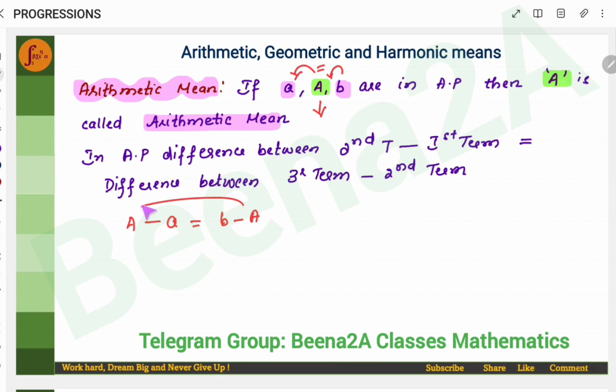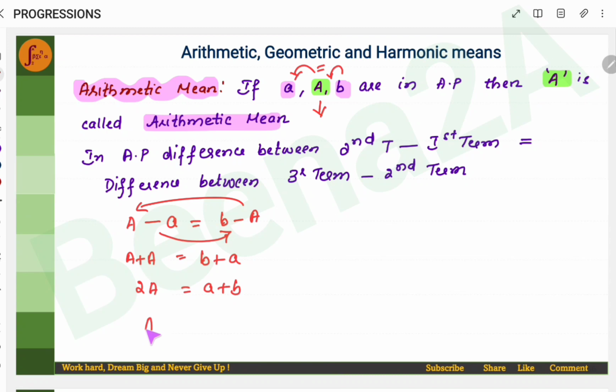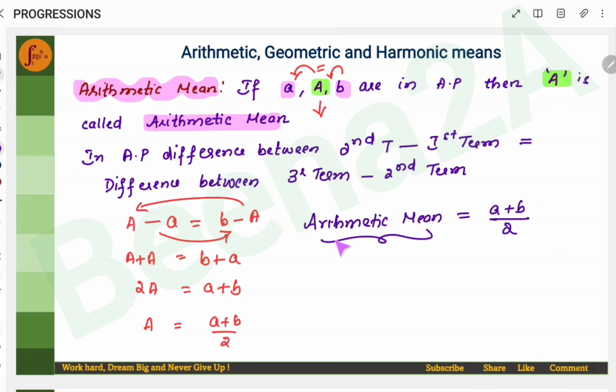Now, if I bring A to the other side, you will get A plus A, and if I take small a to the other side, I'll get b plus a, which means 2A is equal to a plus b, or I can write A as (a plus b) by 2. So basically the arithmetic mean is equal to (a plus b) by 2. This is the arithmetic mean between two terms a and b.